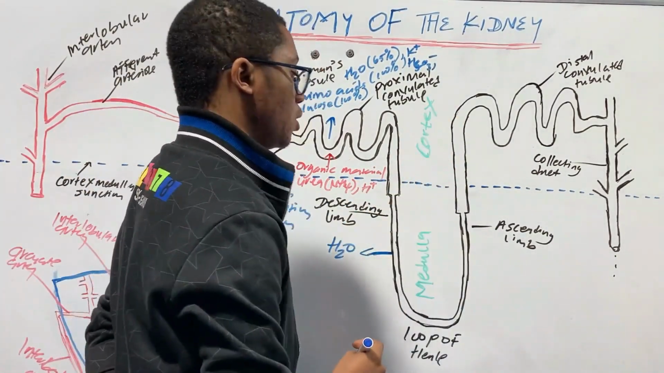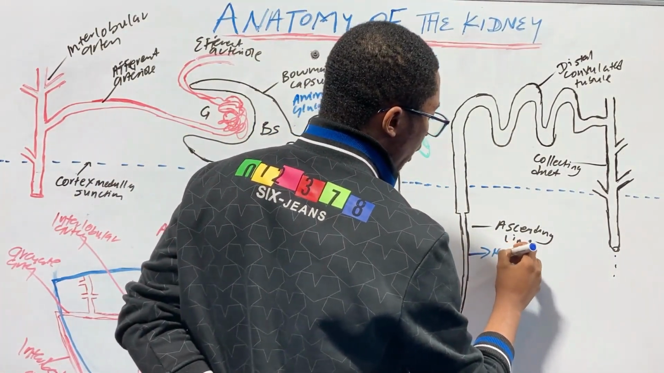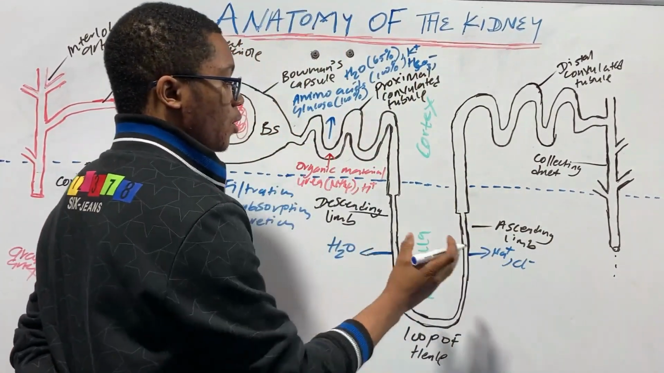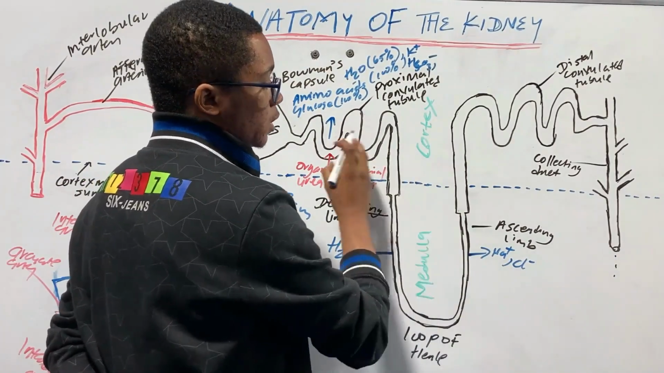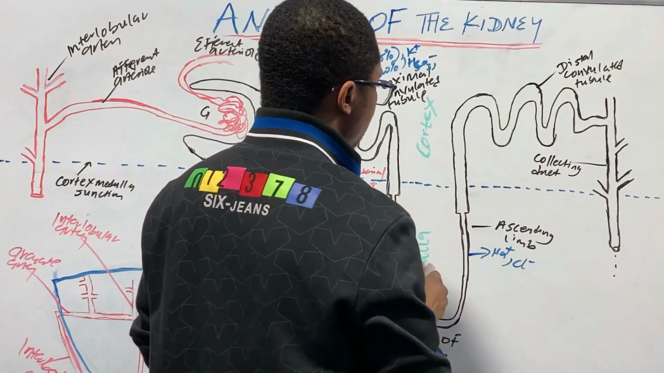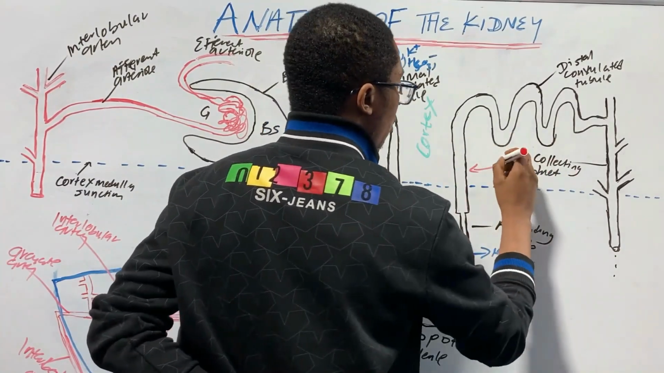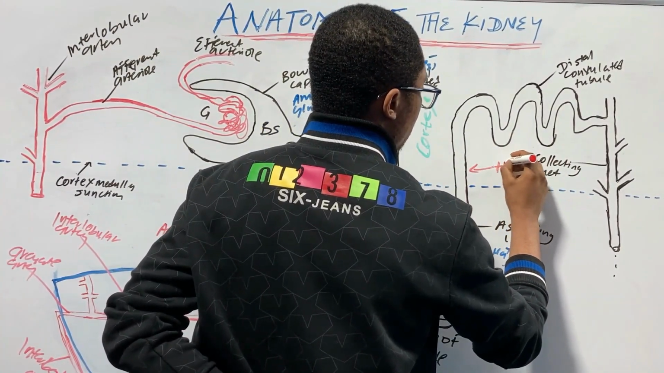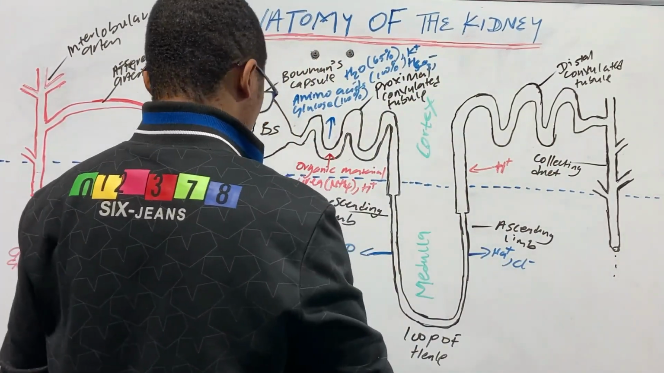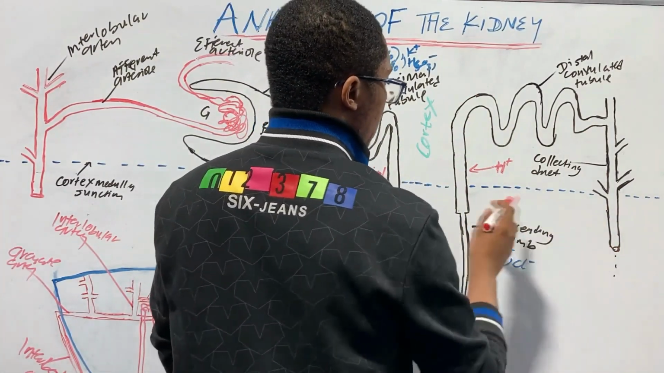So moving now into the ascending limb. In the ascending limb, sodium ions are reabsorbed and also chloride ions are reabsorbed. While in the thick ascending limb, we have the secretion of hydrogen ion. We don't need them because hydrogen ion will actually increase what? The acidity of the body. So we secrete them into the tubule, so we excrete them out as urine.